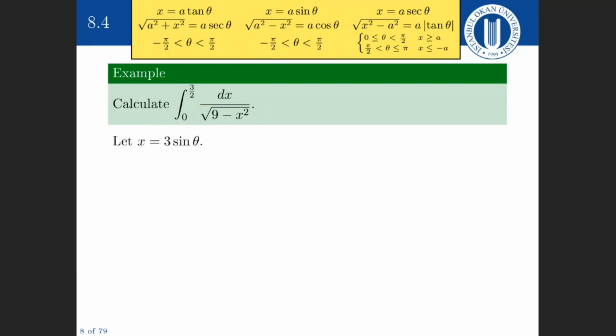So what I do is I start my answer by saying, let x be 3 sine theta. Then we can write down that dx is 3 cos theta d theta, and the square root of 9 minus x squared, using the formula at the top, is the same as 3 cos theta. There's one more thing we need to do here. We need to take care of the limits of integration.